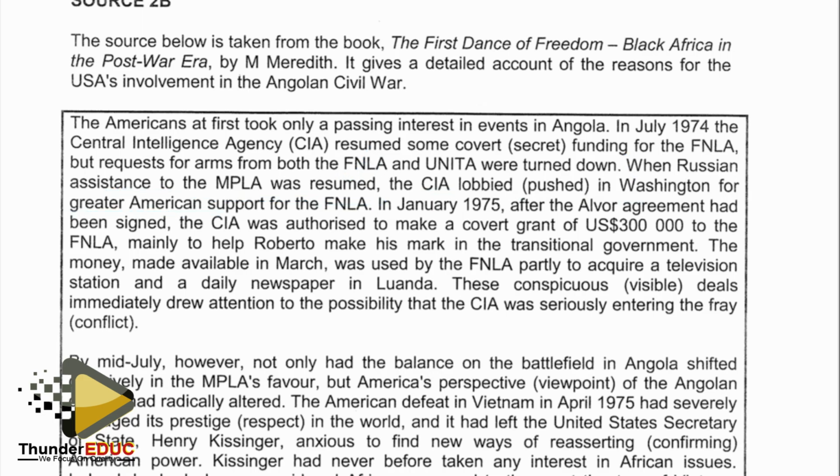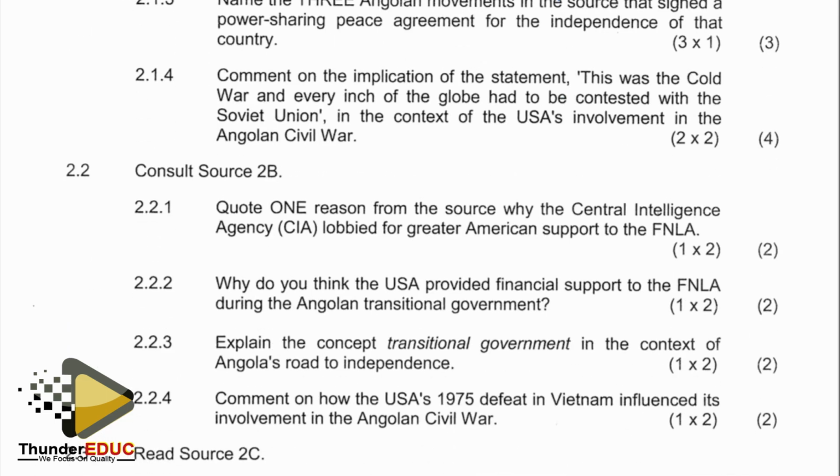Number 2.2.2 says, why do you think the USA provided financial support to the FNLA during the Angolan transitional government? A transitional government is a temporary government which is supposed to manage affairs while we are waiting for formal elections to elect a legitimate government to lead the country. These three movements are now getting support from foreign countries. Why was America giving assistance to the FNLA during the transitional government? It's not yet election time. The government is stable, the power sharing deal has been agreed upon, but you start supporting one movement within the transitional government. What was the reason?